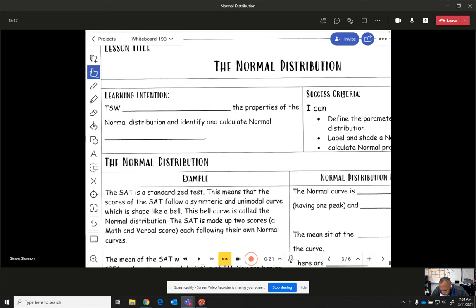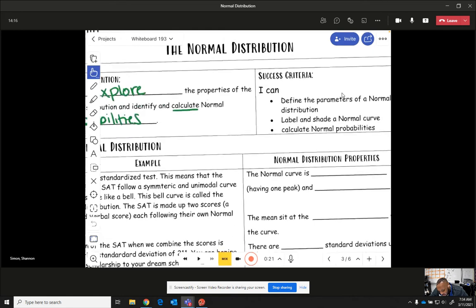So the learning intention for today is I want you to be able to explore the properties of the normal distribution, and I want you to identify and calculate. The big thing I want you to be able to do is calculate normal probabilities. Like I said, we've done this. You've seen it, and you'll remember it more when I start showing you the normal tables. We've done this part before, but we're going to introduce you to the calculator today.